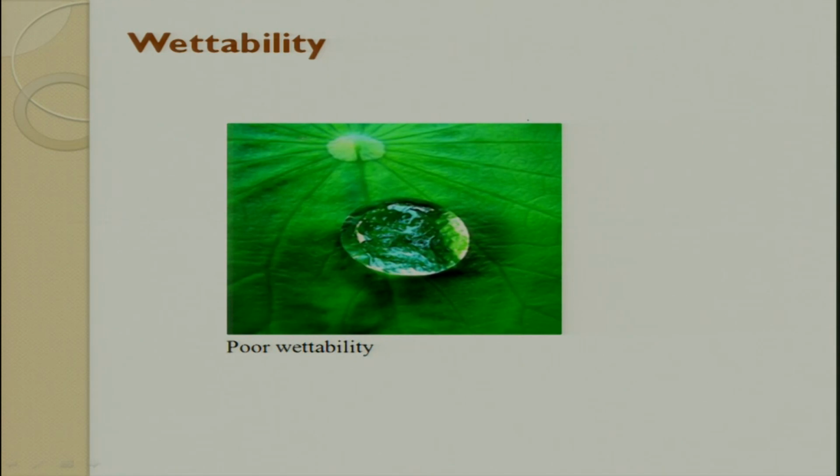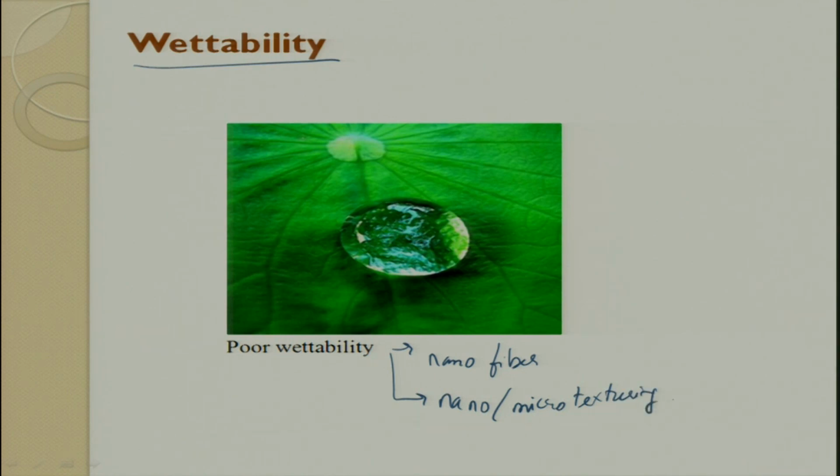This is wetting and poor wettability, the lotus leaf effect. The majority of leaves and insects have nanofibers, or what they call nano texturing, nano or micro texture on the surface of the leaf.